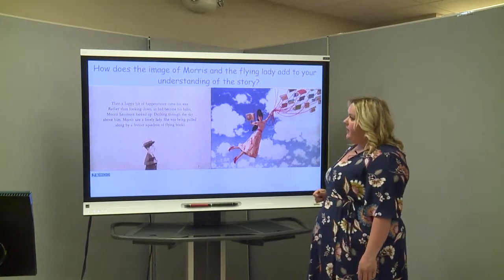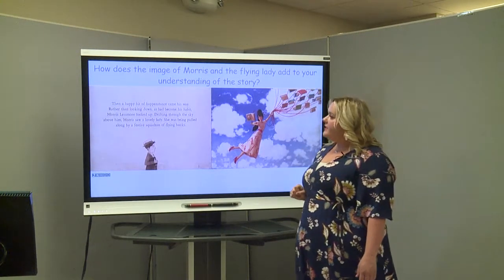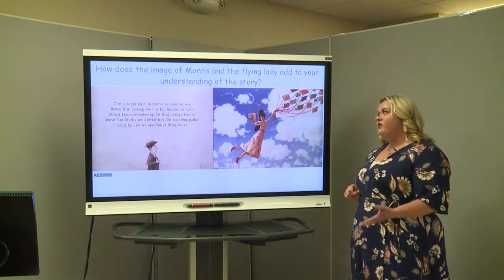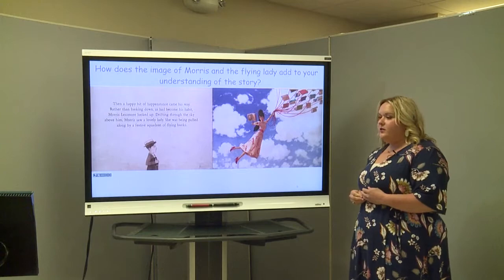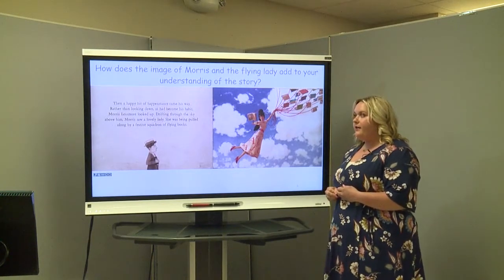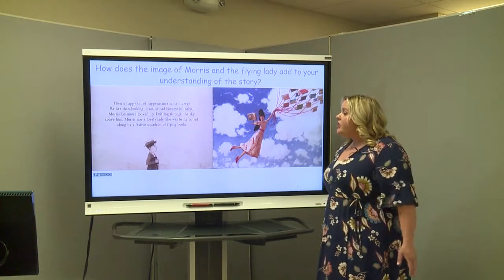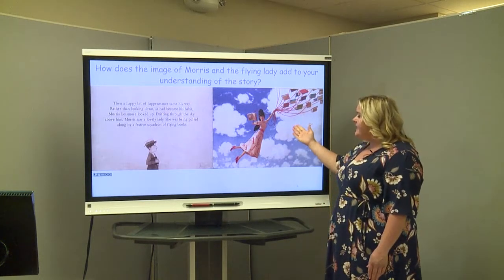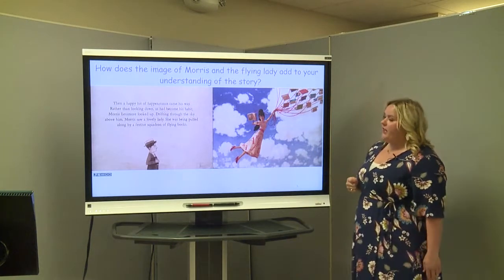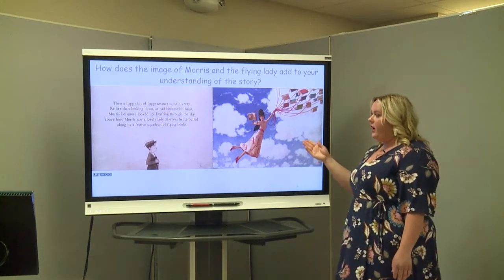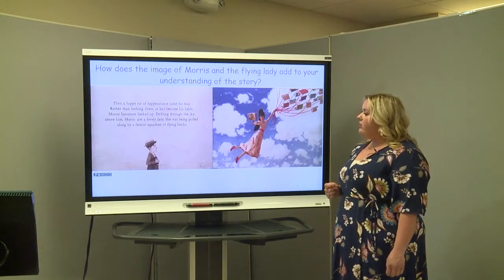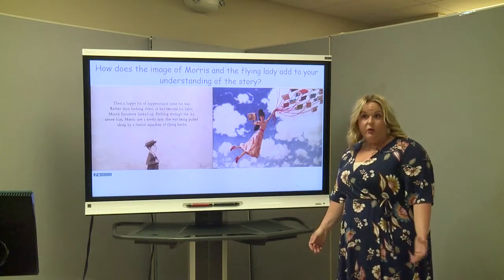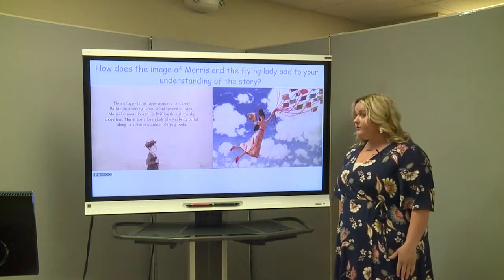All right, the next one I picked is this part. It says, "Then a happy bit of happenstance came his way. Rather than looking down, as had become his habit, Morris Lessmore looked up. Drifting through the sky above him, Morris saw a lovely lady. She was being pulled along by a festive squadron of flying books." So how does this image add to your understanding of the text? What do you notice about the colors? What do you notice about their facial expressions, their body language, what they have or what they don't have?